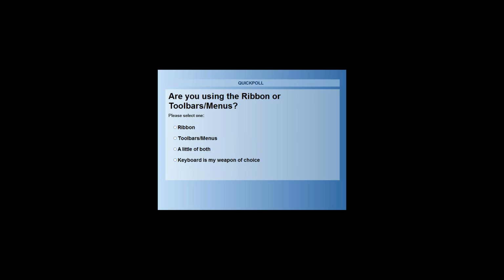All right, so our poll. We've got a good showing from everybody. Keyboard, weapon of choice, you folks, close to my heart. But it looks like the majority, a little of both. And that's, I think, just a good step. Start doing a little bit of everything.